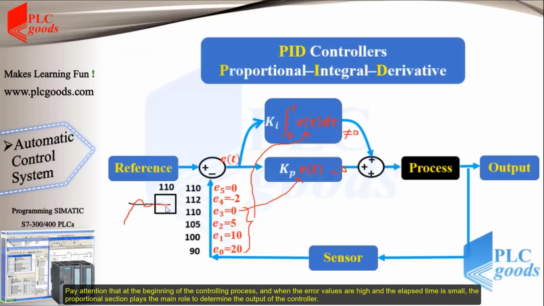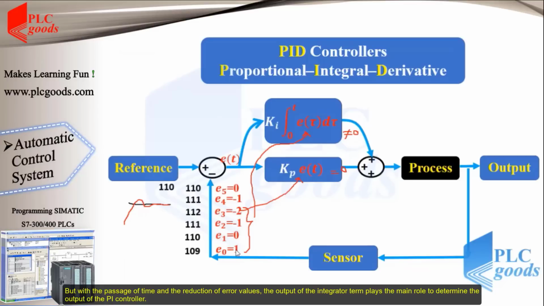Pay attention that at the beginning of the controlling process, when the error values are high and the elapsed time is small, the proportional section plays the main role to determine the output of the controller. But with the passage of time and the reduction of error values, the output of the integrator term plays the main role to determine the output of the PI controller.